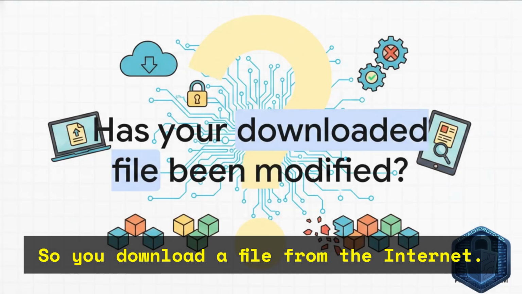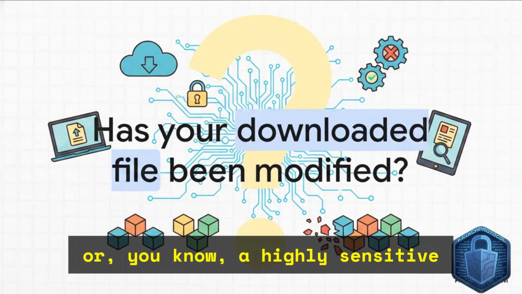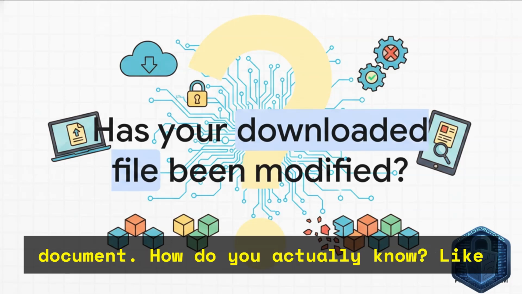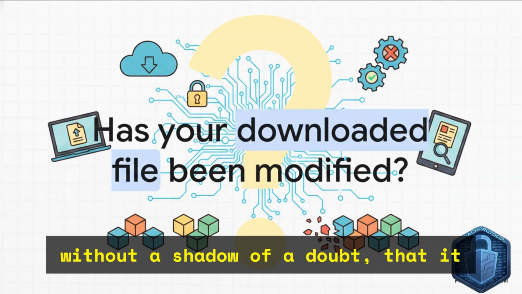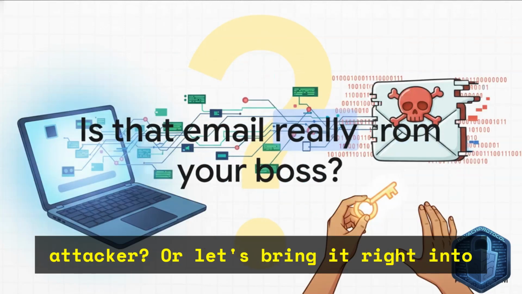So you download a file from the internet. Maybe it's a critical software update or a highly sensitive document. How do you actually know, without a shadow of a doubt, that it hasn't been secretly tampered with by an attacker? Or let's bring it right into your inbox.